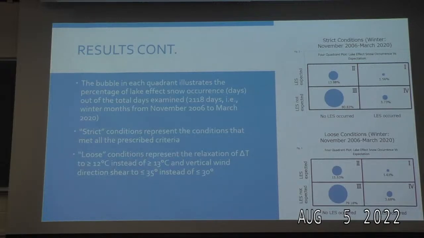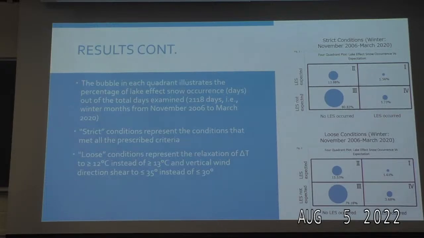Loose conditions represented the relaxation of these criteria. So delta T was relaxed to only having to be greater than or equal to 12 degrees Celsius instead of 13, and vertical wind direction shear was less than or equal to 35 degrees instead of 30 degrees. The quadrant we're most interested in is quadrant 2, because that represents lake effect snow to be expected based on the atmospheric conditions, yet we're not observing any events. We want to look at the reasoning for why.